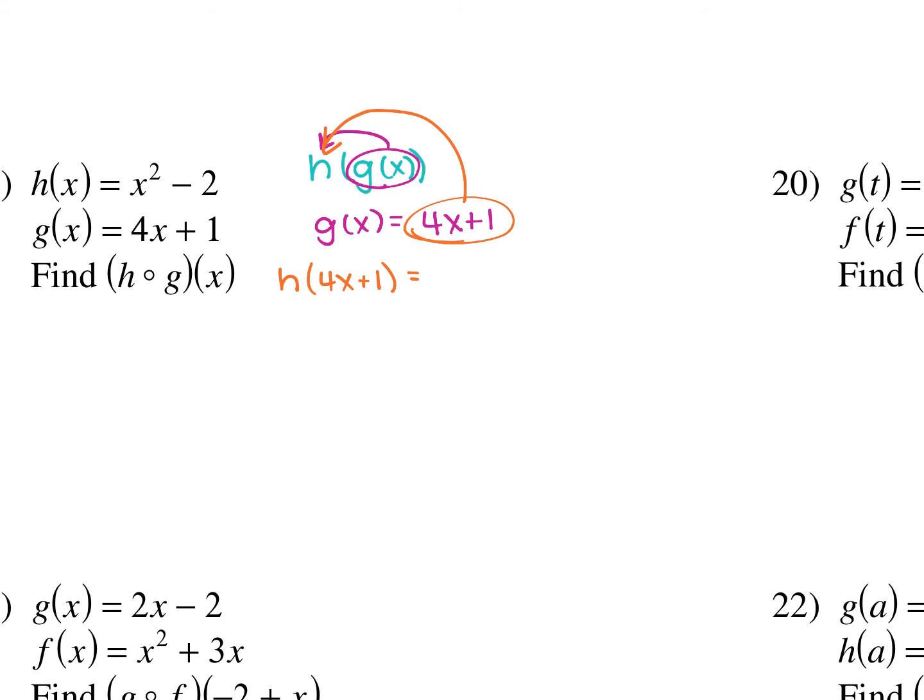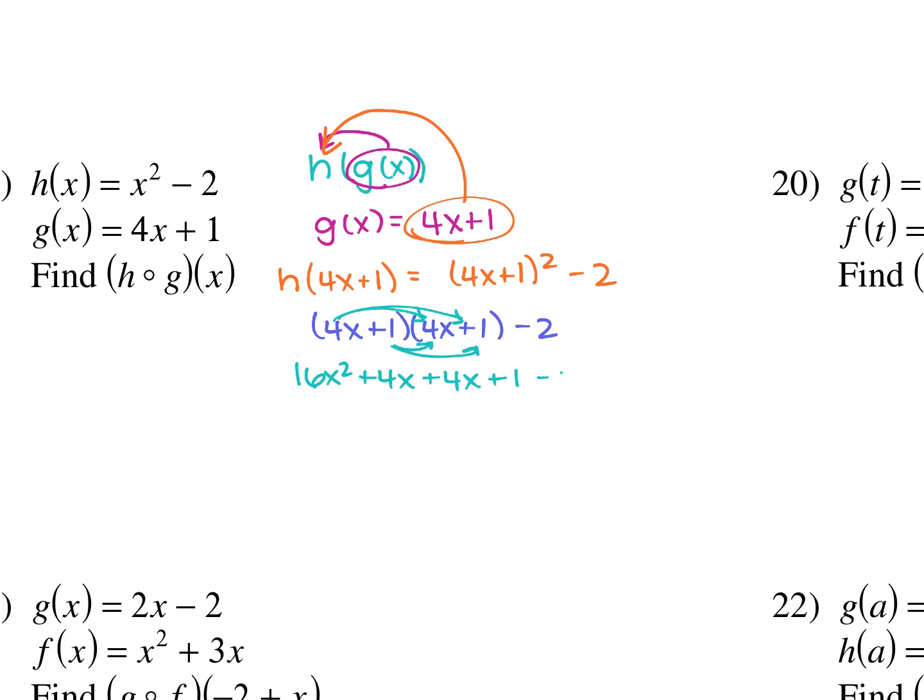If we plug that in for x in h of x, that's going to give us 4x plus 1 squared minus 2. Expand the 4x plus 1 squared and FOIL it out. This is going to give us 4x plus 1 times 4x plus 1, and then you have that minus 2. FOIL this out. The 4x times 4x is 16x squared. The 4x times 1 is 4x. The 1 times 4x is 4x. And the 1 times 1 is 1.